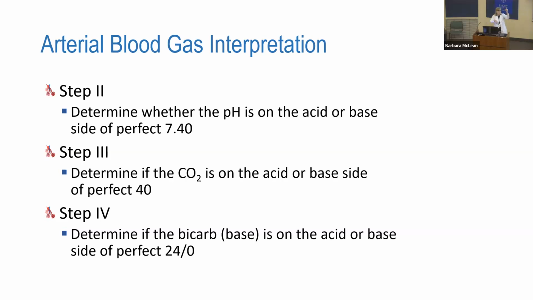CO2 is up and pH is down. They both might be in range, but you have a reflection of the state of acid in the blood. So CO2 is 44 and pH is 7.39. You're on the acid side of perfect on your pH, and you're on the acid side of perfect on CO2, but you're still in the range of normal. This is not abnormal. It just means you have a little extra acid, and it's reflected in the pH and in the CO2. And then we go to bicarb and base.